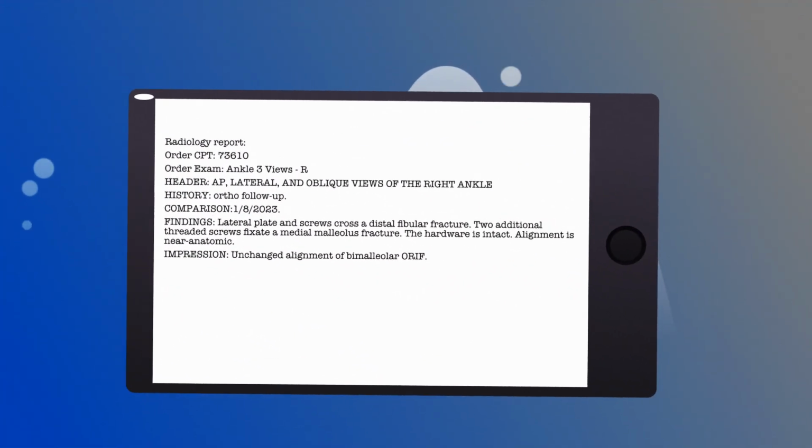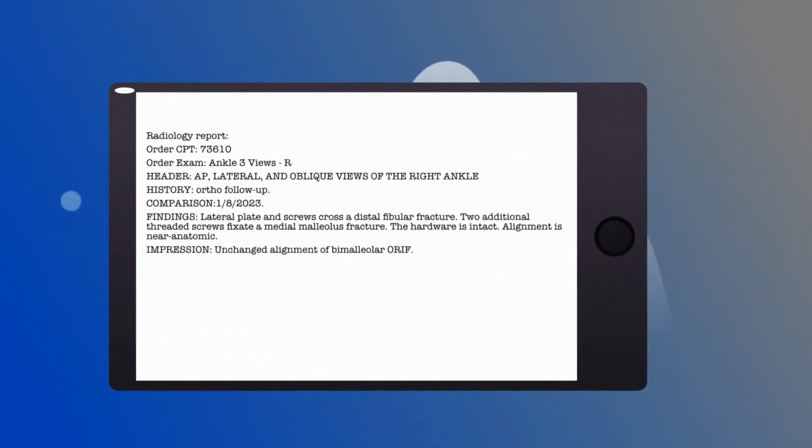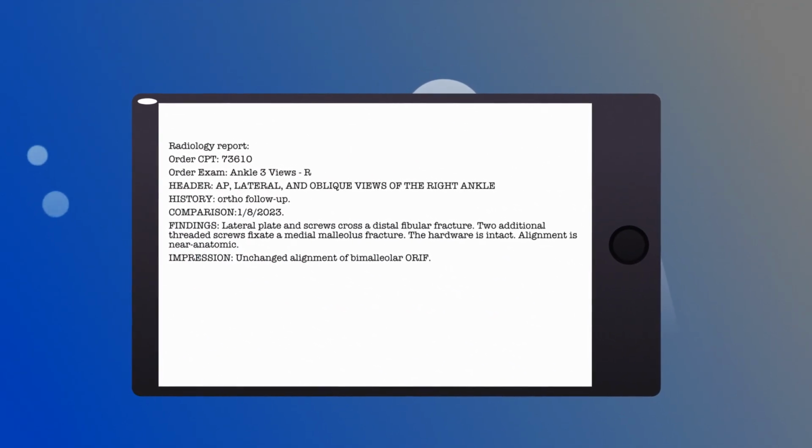Report example. Order: ankle 3 views, right. Header: AP, lateral, and oblique views of the right ankle. History: ortho follow-up. Comparison: 1/8/2023. Findings: lateral plate and screws cross a distal fibular fracture. Additional threaded screws fixate a medial malleolus fracture. Hardware is intact. Alignment is near anatomic. Impression: unchanged alignment of bimalleolar ORIF.